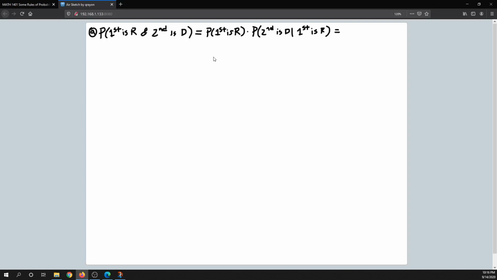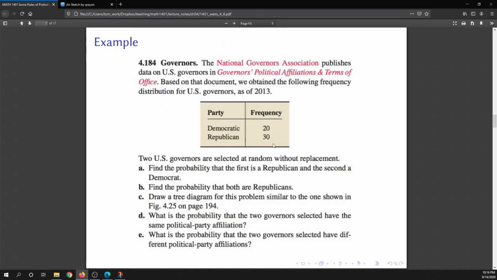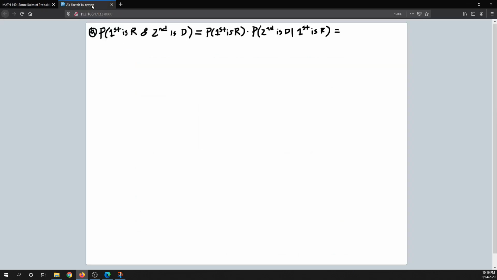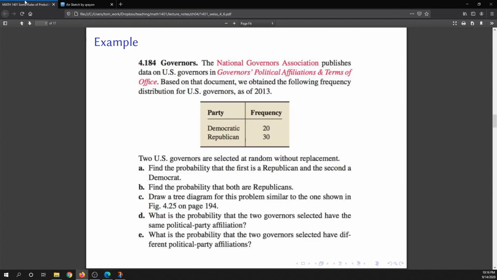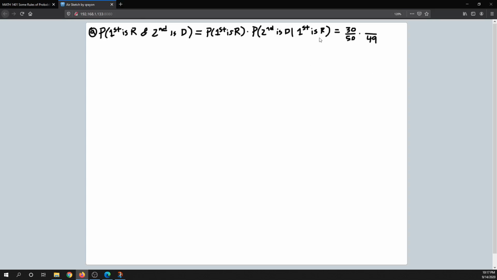All right, and on the first one, the Republican, we have 50 governors total, and 30 of them are Republican, right? So that would be 30 over 50. And then for this conditional probability, we assume that the first governor has already been picked and a Republican was picked. And so that means that there will be 49 governors left, right? Because the governors are picked without replacement, so you can't pick any of them twice. So now we only have 49 governors to pick from, and then assuming that the first one is Republican, we want to know, what is the probability that the second one is a Democrat? And so that will be 20 because there's still 20 Democrats there. And so that comes out to be 600 over 2450.